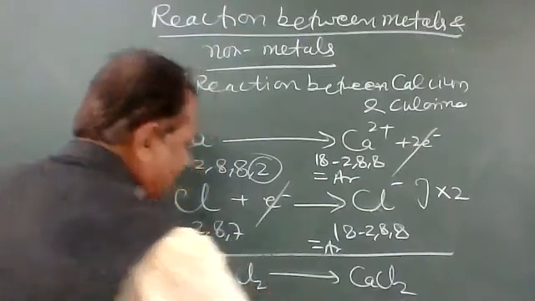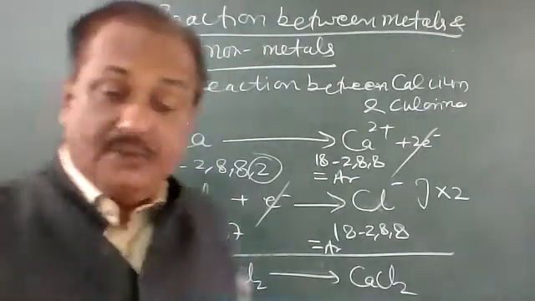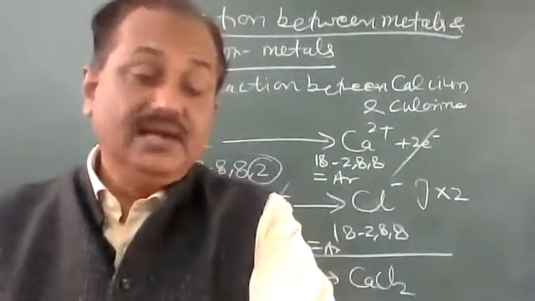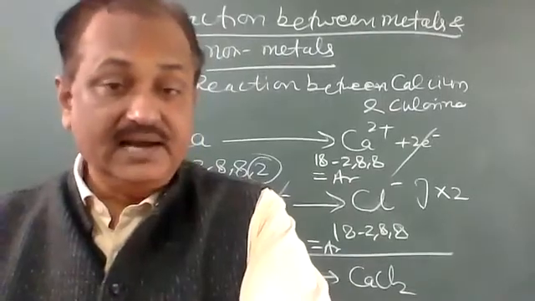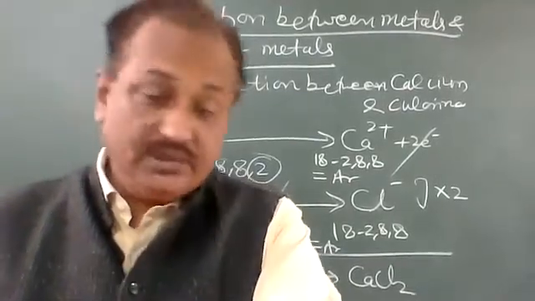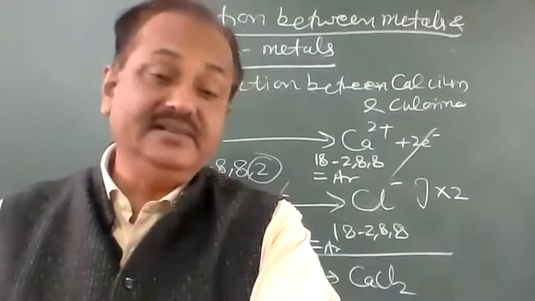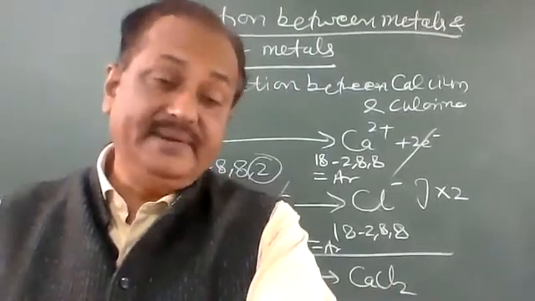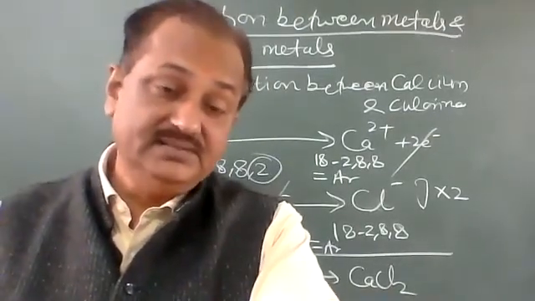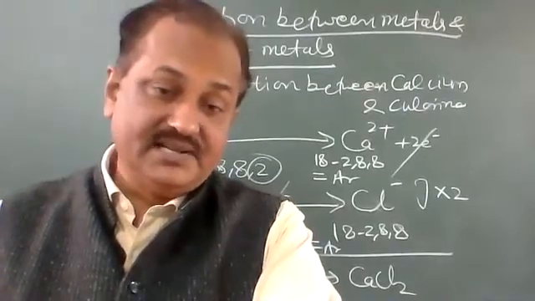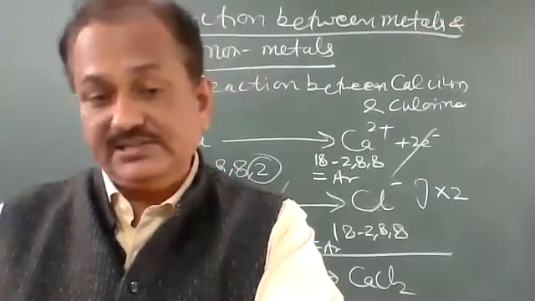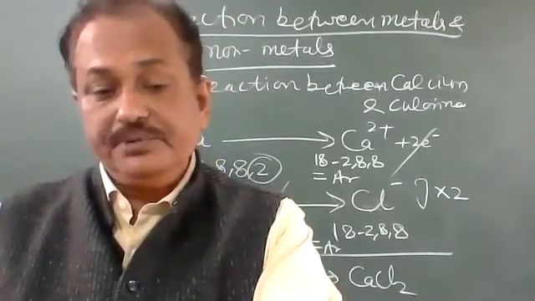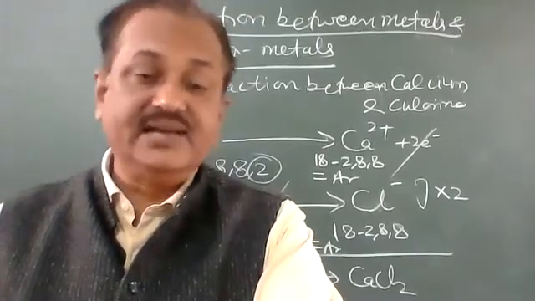Thus, ionic compounds are formed by the reaction between metal and non-metal. Ionic compounds are water soluble, crystalline in nature, and have high melting points and high boiling points, etc. So these are the very important points related to periodic properties and periodic classification.